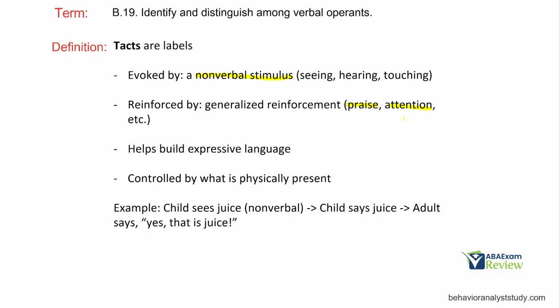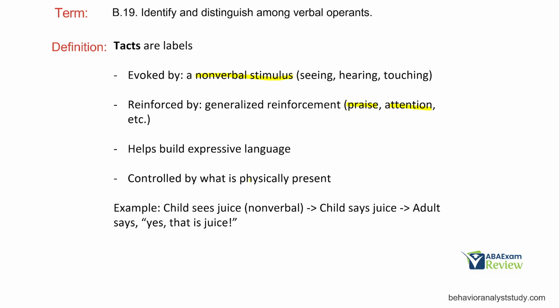Now, when we're tacting, we are labeling. We're not making requests. We're not necessarily making conversations. We're not repeating. We're just labeling. You're driving down the road. You see a field of horses. You say horse. That's a label. If you are responding to someone, if someone says, "What's in your hand?" and you say a pencil, that is not a tact. So we're helping build expressive language by labeling nonverbal stimuli.